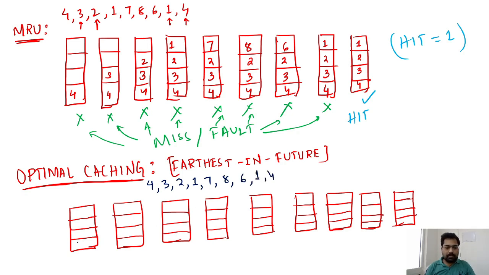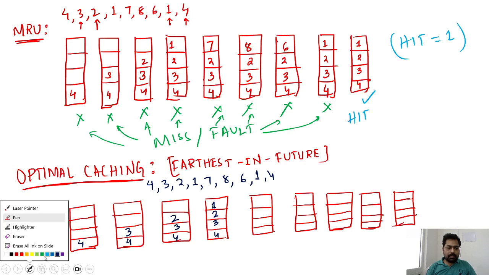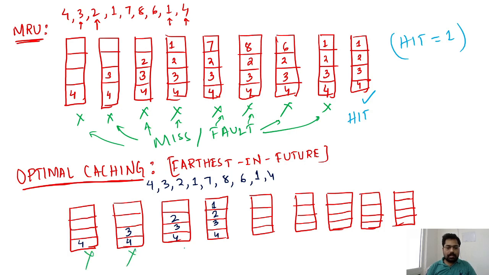Compulsory misses are always there in all the cases. So 4, then 3, then 2, 3, 4, 1, 2, 3, 4. These are compulsory misses, so we change the color to green, which is a miss for us.